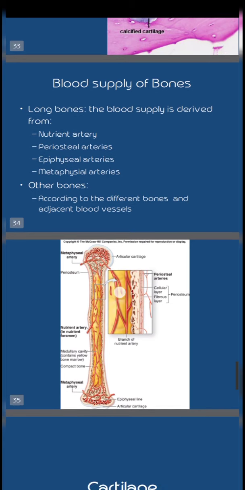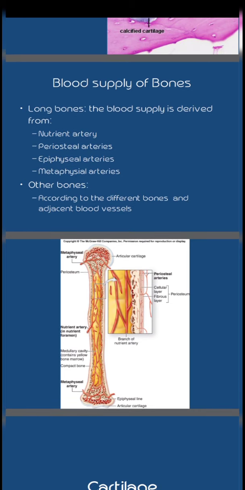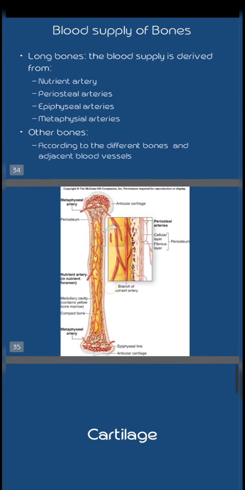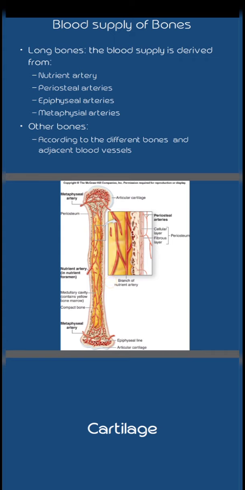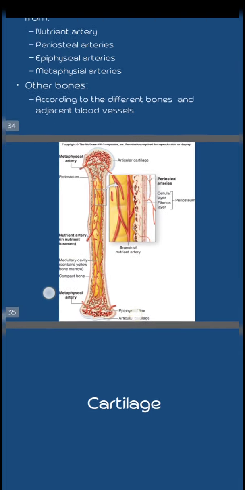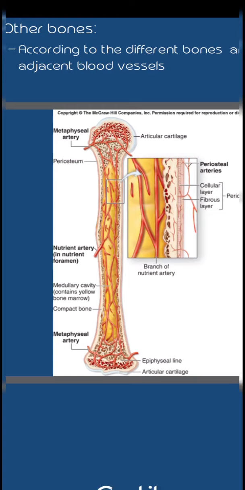Blood supply of the long bones is derived from the nutrient artery, periosteal artery, epiphyseal artery, and metaphyseal artery. The other bones contain different blood vessels which are present adjacent to the bone. Here you can see the metaphyseal artery invaginating the bone, going into the bone from the periosteum. Then it is divided into the smaller canal system.